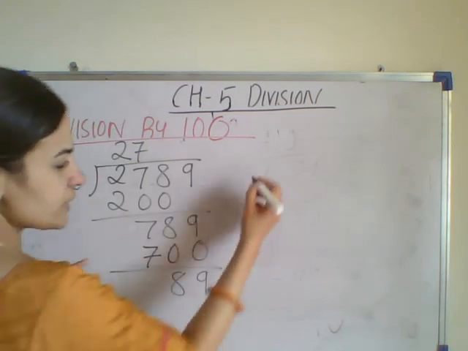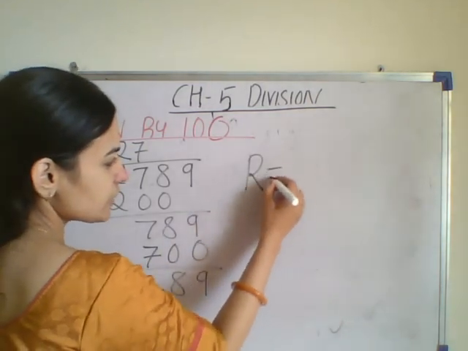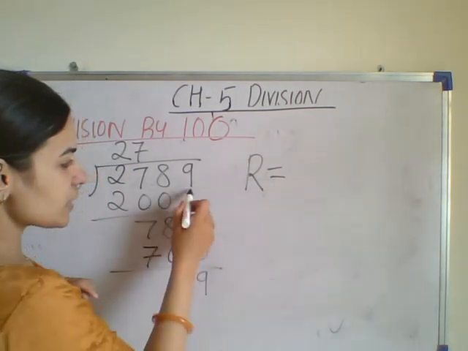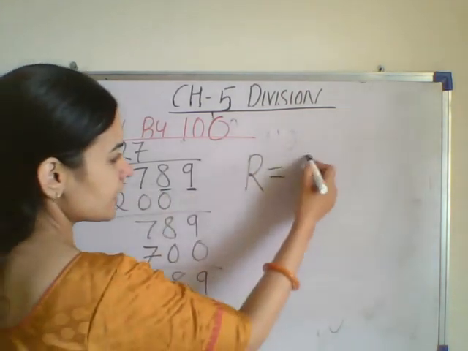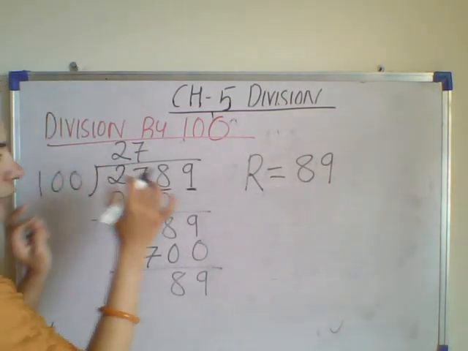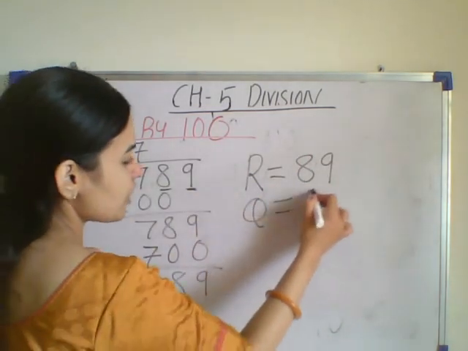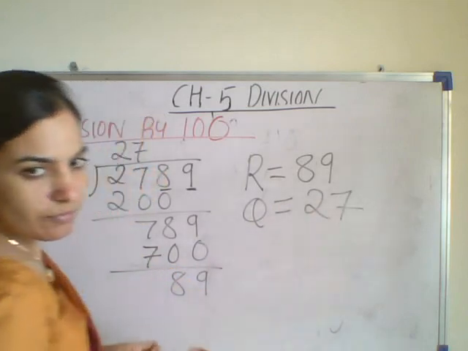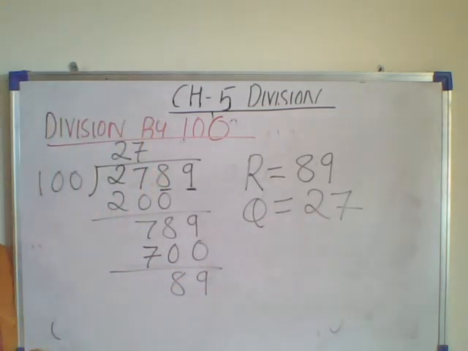So what is our remainder? R stands for the remainder. Remainder is the digits at the ones and the tens place, that is 89. And the leftover number is our quotient. So our quotient is 27. Like this you have to solve.